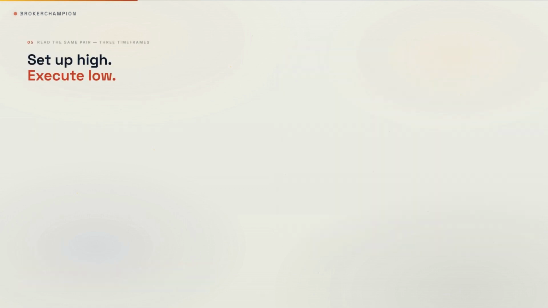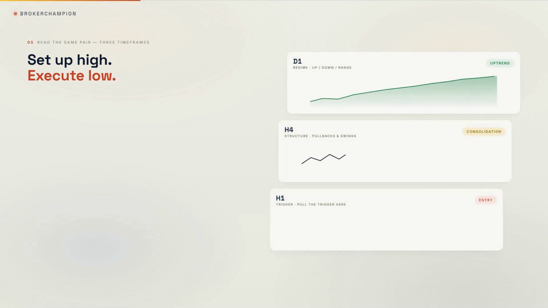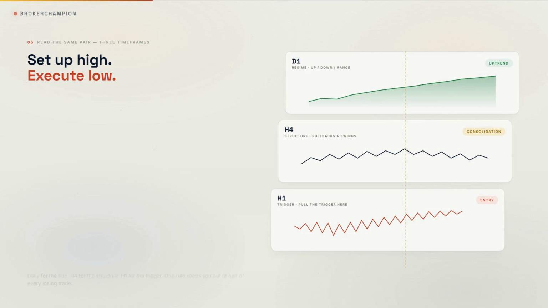Read the same pair on 3 time frames at once. The daily chart tells you the trend regime, up, down, or range. The 4-hour shows the structure within that trend. The 1-hour is where you actually pull the trigger. Set up on the higher time frame, execute on the lower. That single rule keeps you out of half the trades that destroy beginner accounts. The ones where you're scalping a 1-hour bounce inside a daily downtrend, fighting a tide you never saw.